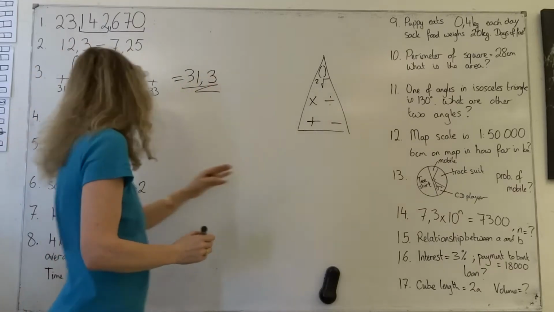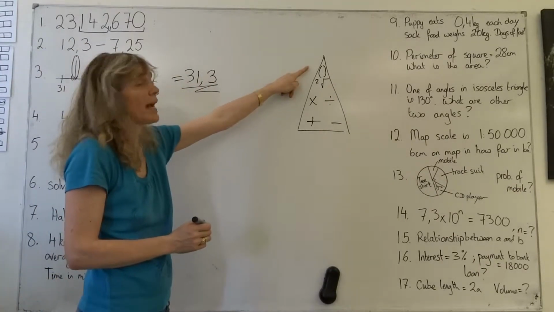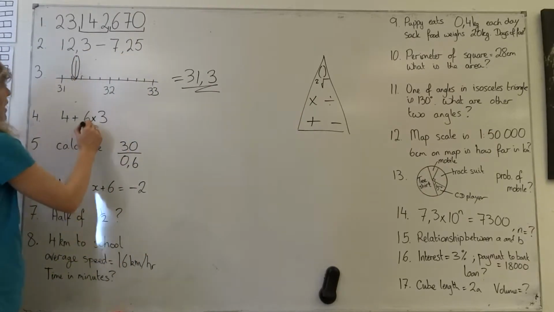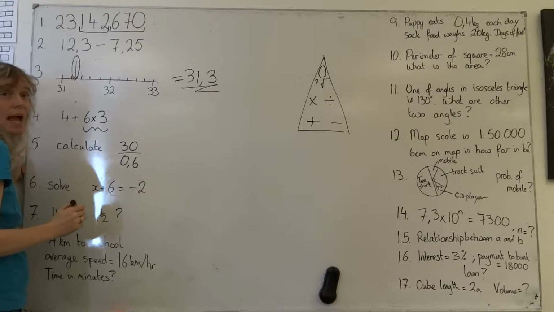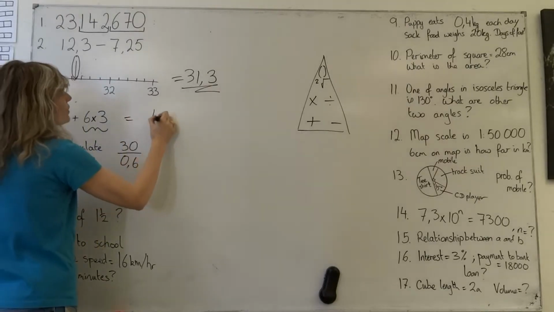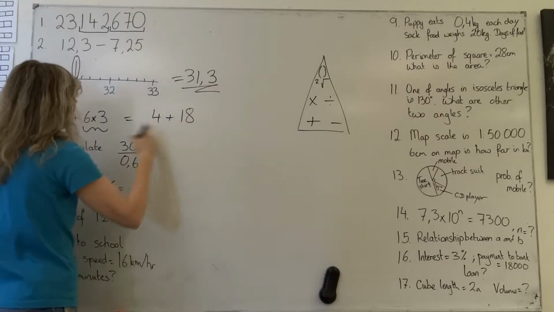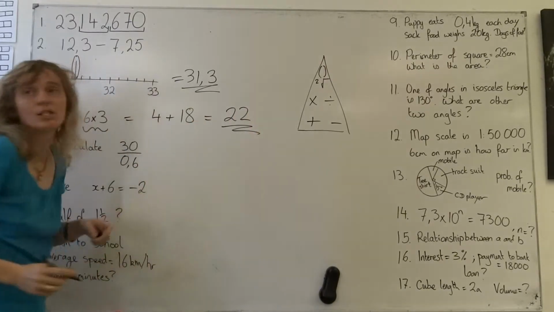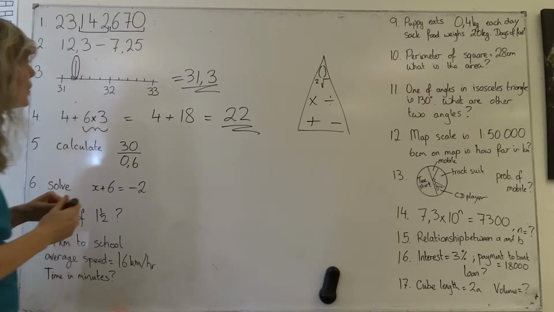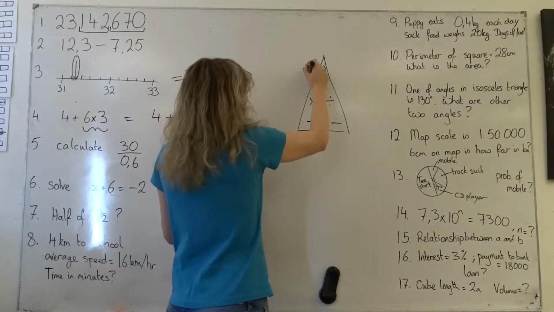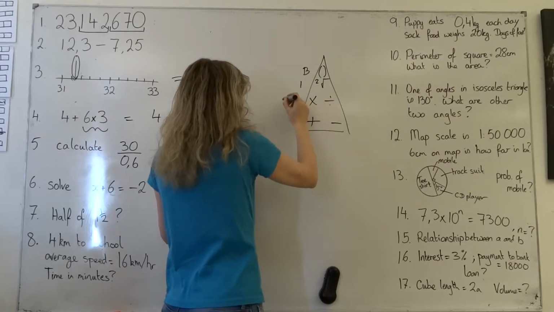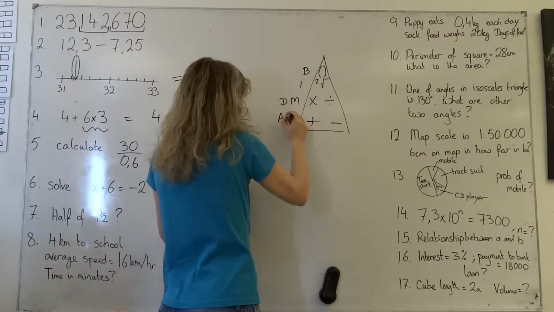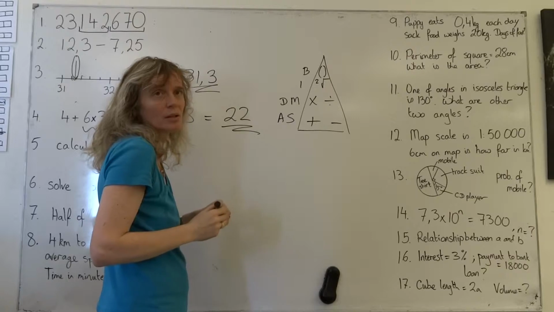So we look here and say, what do we have? We don't have any brackets, we don't have any powers of, but we do have a times, so we have to do that first. So you get equals 4 plus 18. 6 3s are 18, giving you the final answer, 22. Remember BIDMAS, brackets, indices, divide, multiply, addition, subtraction. Okay?